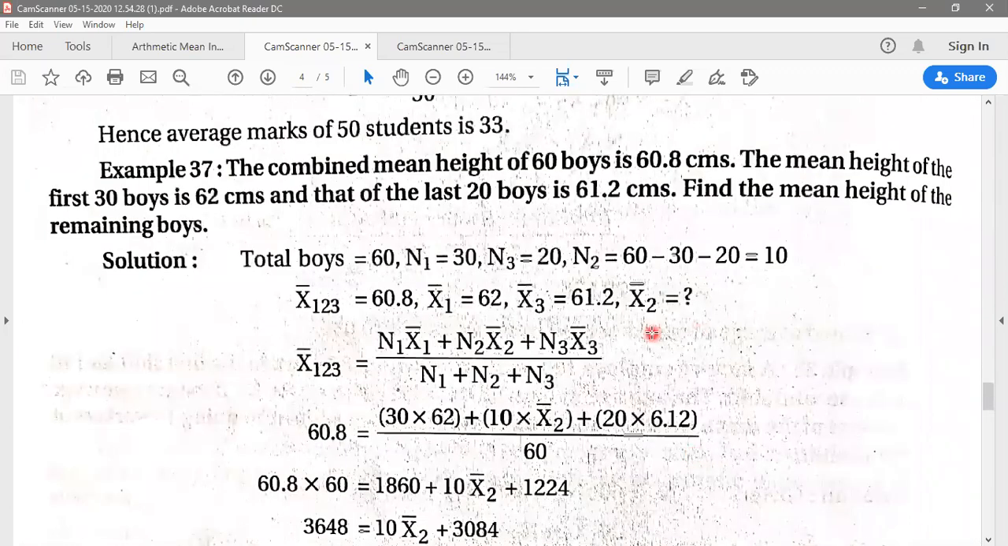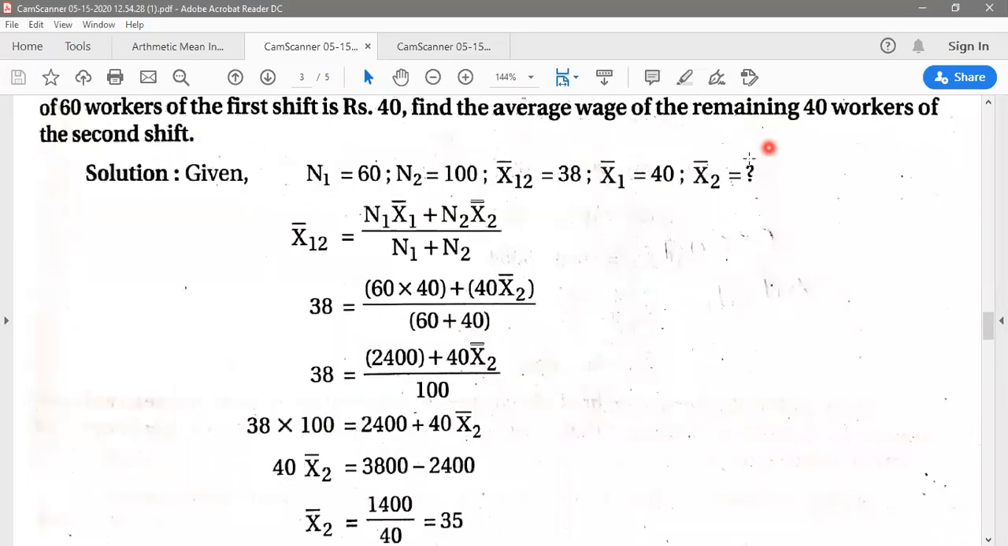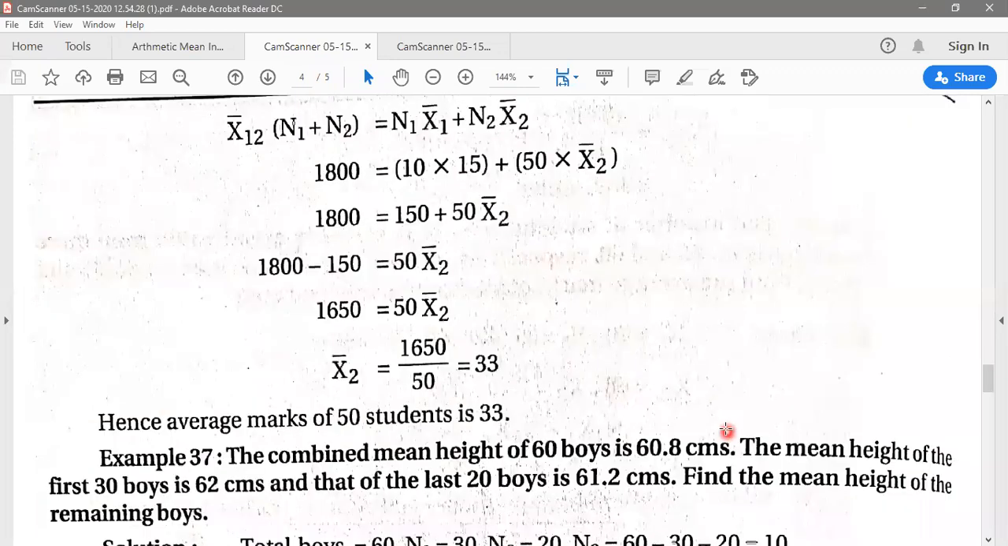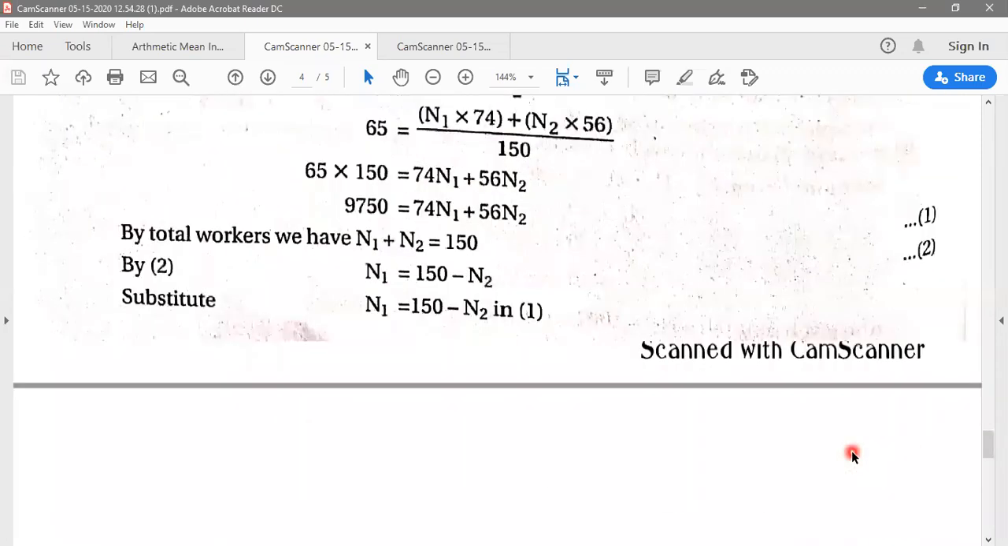Now here, see, sometimes x bar 1, x bar 2 you are supposed to find. Sometimes you have to find n1, n2, here also x bar 2. Such questions you are supposed to practice well. See here again, n1, n2, both you are supposed to find out. You will be using the equations here to find.